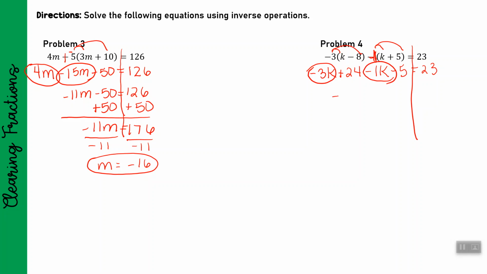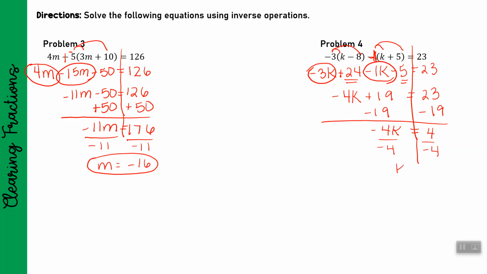-3k and -1k get me -4k. And then positive 24 and -5 are going to get me positive 19 equal 23. I'm going to subtract 19 from both sides because I'm done simplifying. -4k equals 4. Divide both sides by -4, and k equals -1. Again, don't forget, we always want to make sure we distribute that negative there.